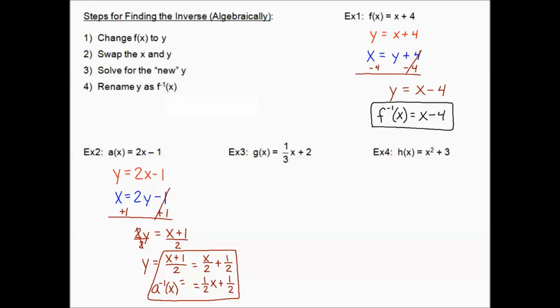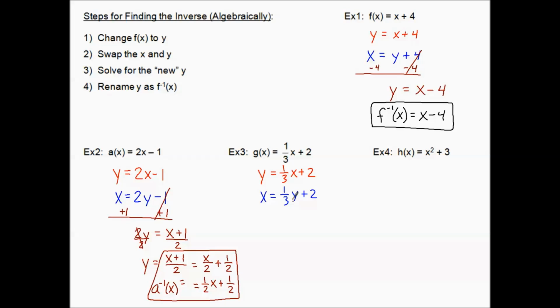Okay, let's look at example 3. Here's g of x, 1/3 x plus 2. First, let's change it to a y. Y equals 1/3 x plus 2. Next step, switch the x and the y. So the y is going to be x, and the x is going to be y.